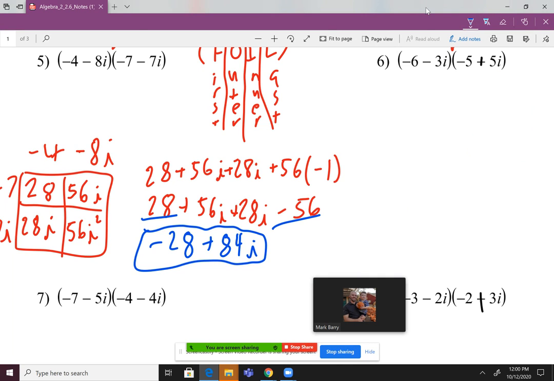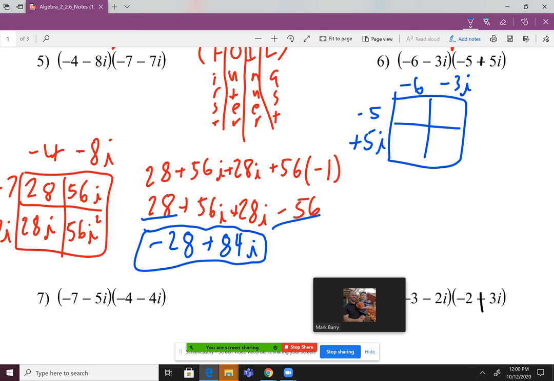Okay, so let's go ahead and use the box here on number 6. So then we have negative 6 minus 3i up here, and then negative 5 plus 5i down here. If I put the negative 5 plus 5i up top, that would have been fine if you switched those up. All right. Now we have to multiply. To fill out the box, we need to multiply.